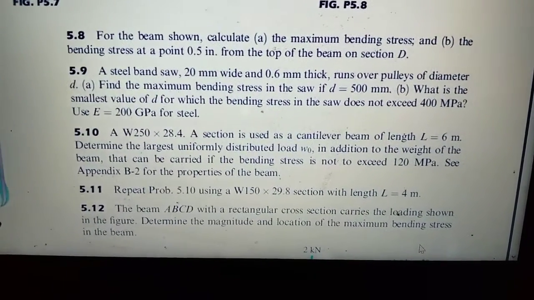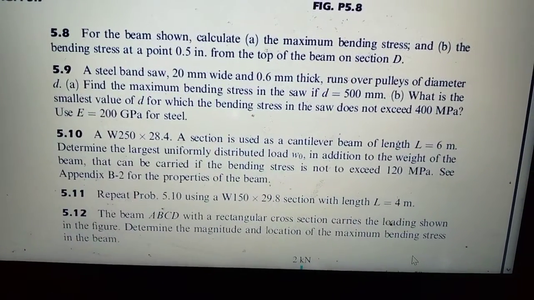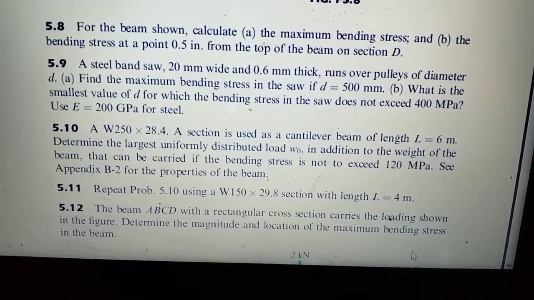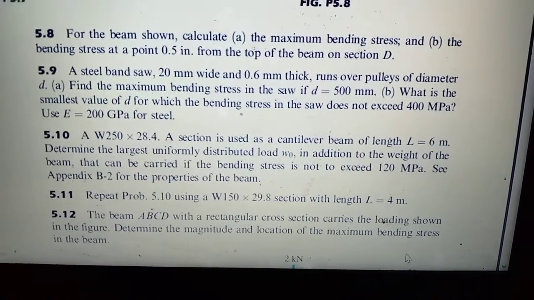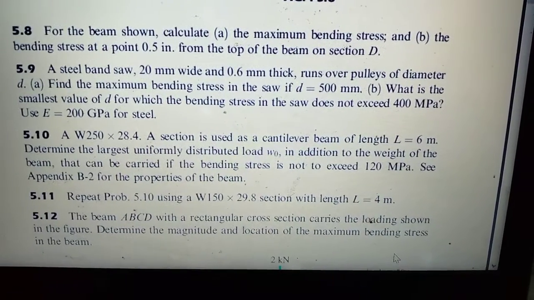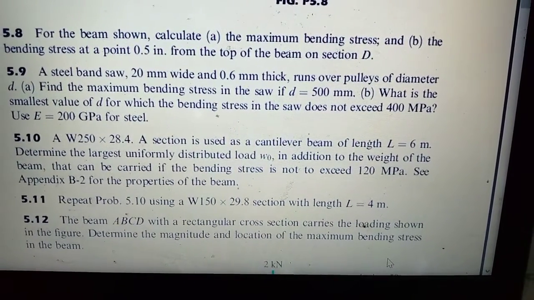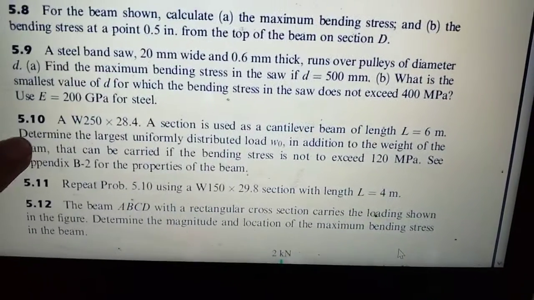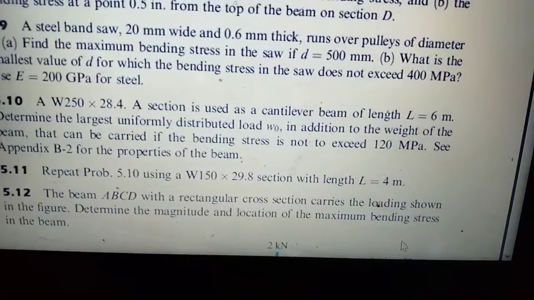Good day. Today we will have our fifth example for stresses in beams, specifically bending stresses. Our next problem is 5.10.